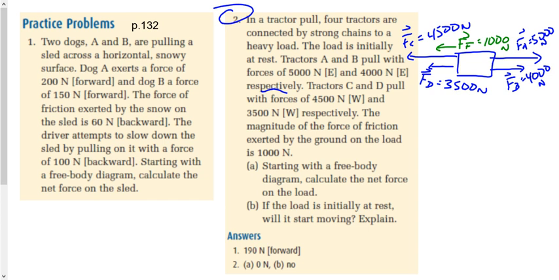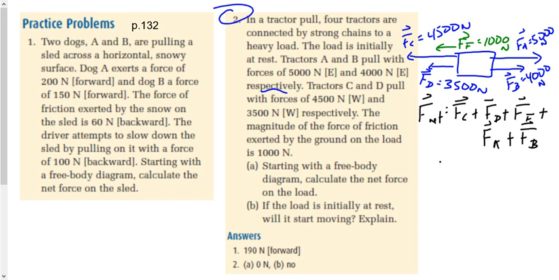Okay, let's find the net force. Net force is all of those forces added together. It's a lot of them here. FC plus FD plus FF plus FA plus FB. Does it matter that I didn't go in order F, A, B, C, D, F? No, of course not, right?